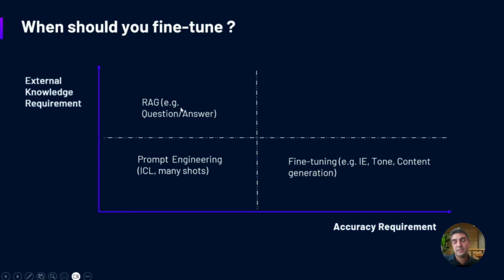And the next phase where you need fine-tuning is where you want to be in the high accuracy regime. So this is, for example, information extraction from financial documents and sensitive documents, or fine-tuning the model to follow your own tone and generate content that follows your own brand style. This is where you need fine-tuning.